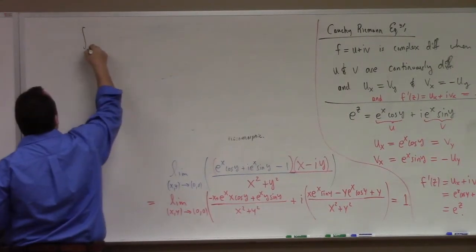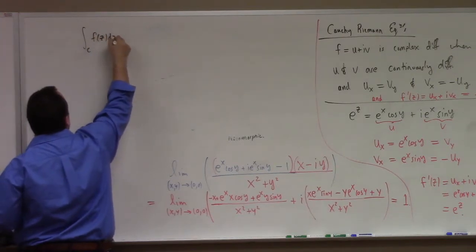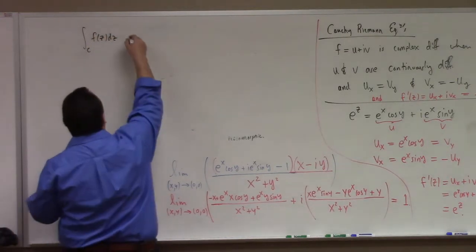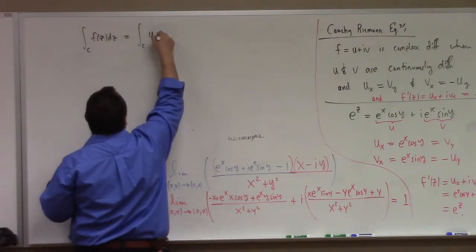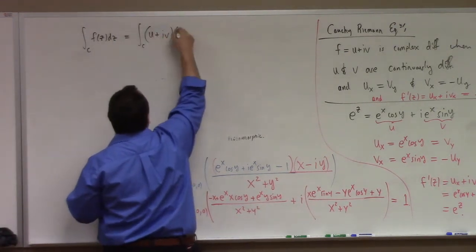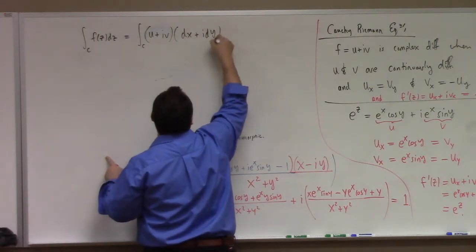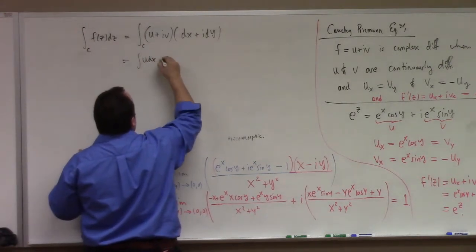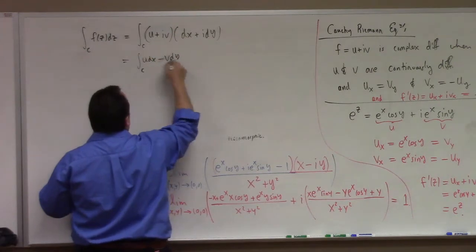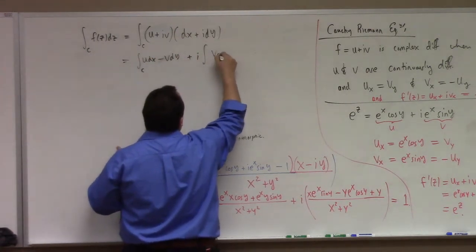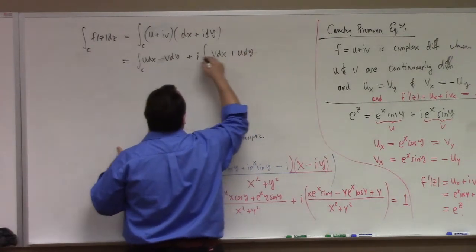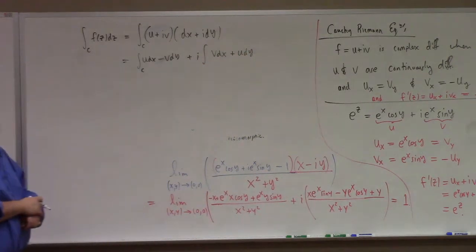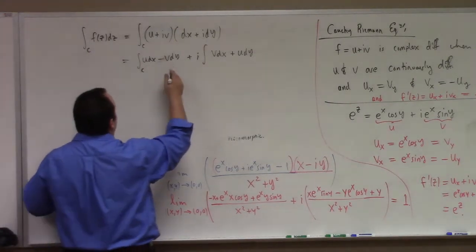So if we integrate over a curve, f of z dz, the way this works, it's almost too simple. It's the integral over c of u plus iv times dx plus i dy. It actually means the integral of u dx minus v dy over c, plus i times the integral of v dx plus u dy. So you can look at it as a pair of real line integrals, a complex linear combination of real line integrals of corresponding functions.